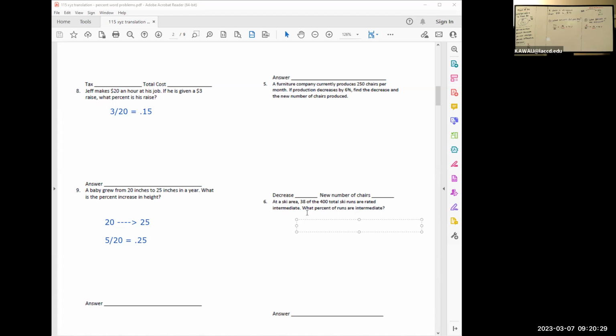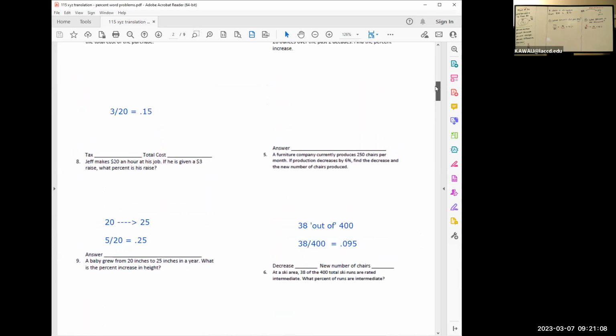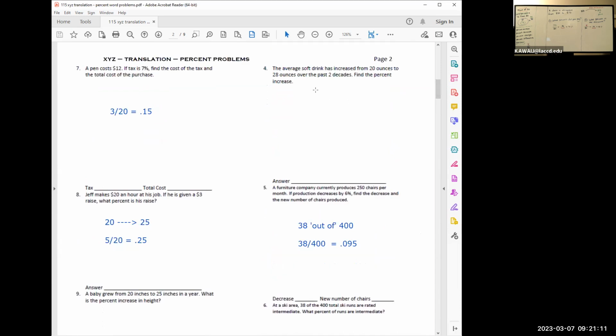So over here, think of this as 38 out of 400. Okay. So that will be 38 divided by 400, right? They're not asking us about a difference of the 38. So that's equal to 0.095, so 9.5%. Okay. Now, if we go up a little bit, let's see if we can do this number 4 over here.